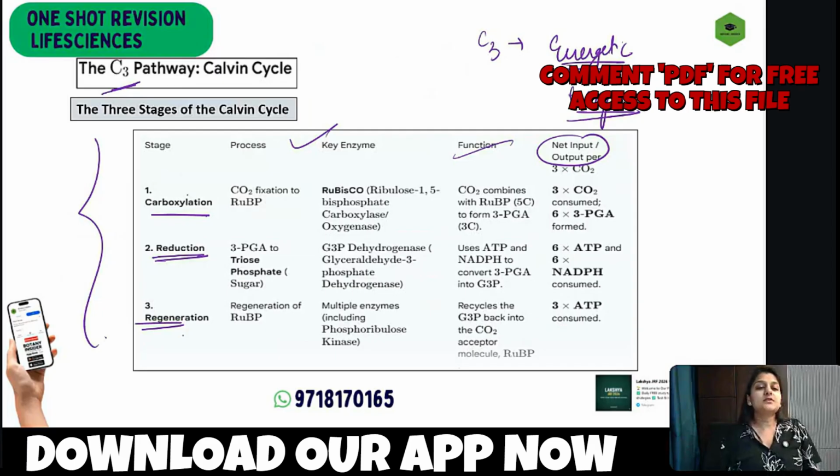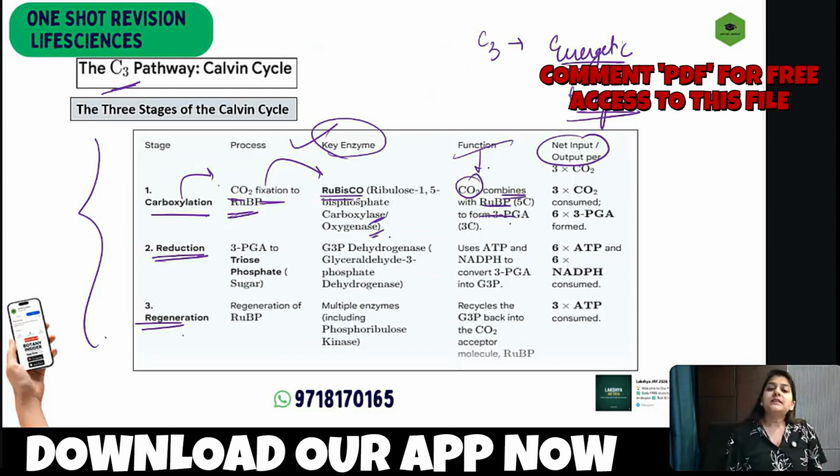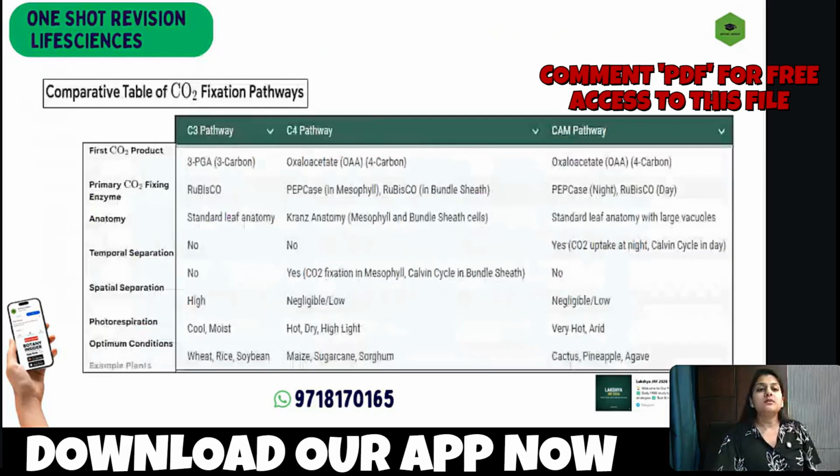So for example, in case of your carboxylation, you have CO2 fixation to the RUBP. Then you have the key enzyme. So Rubisco is the key enzyme, that is ribulose 1,5-bisphosphate carboxylase and oxygenase both. Its function is carbon dioxide getting combined with RUBP to form the 3-PGA. And over here you have what is being consumed and what is being formed. Same goes for reduction and regeneration as well. Make sure you remember it.